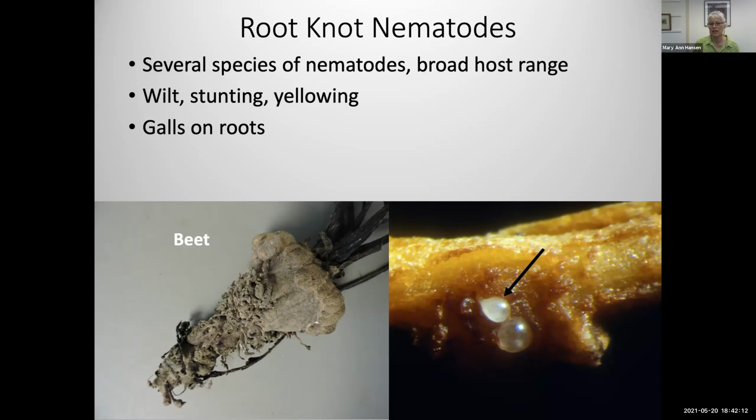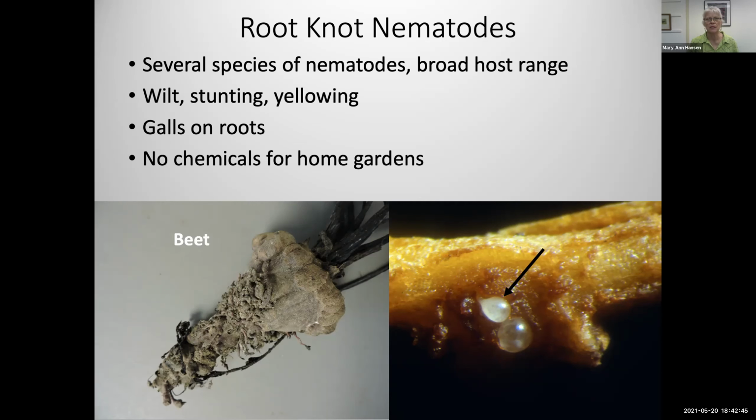If you had magnification and you were really careful picking around in these galls, then you might see these little balloon-shaped structures, and those are two females there on the root. And so the female swells up and produces her eggs in that sac-like structure while she's feeding from the root cells. And we do not have any nematicides that are registered for use in home gardens. So there are chemicals that will kill nematodes.